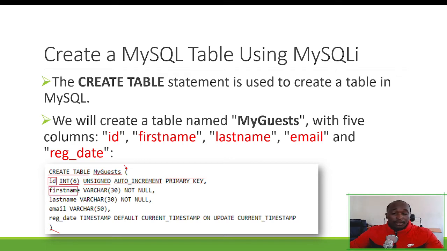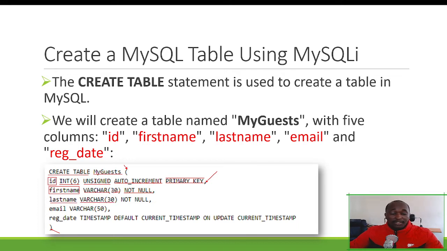Then the second column, please remember there's a comma here. Don't want to overlook that. Then the second one is first name, then varchar. We want it to have a maximum of 30 characters. Then we want it to be not null. Now, not null means whenever you create a guest, because I think this is a table for guests, you cannot fail to provide first name. It's like required in HTML. So it cannot be empty. That's it. It cannot be null.